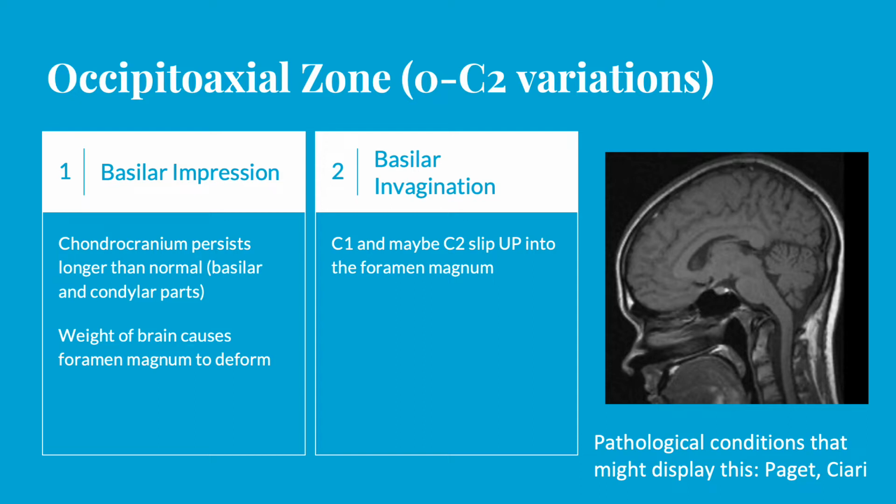Basilar impression is going to be where the chondrocranium is soft, so the weight of the skull is going to push down on the cervical spine, and it's going to form this impression. Whereas the basilar invagination is going to be where C1 and C2 are slipping up inside the foramen magnum. So know that basilar impression is going to be due to the weight of the skull and persistent softness of the skull, so the chondrocranium. And then basilar invagination is technically different, where C1 and C2 can slip up into the foramen magnum.